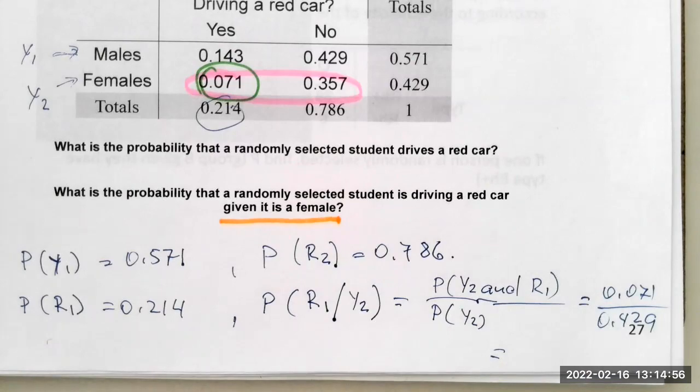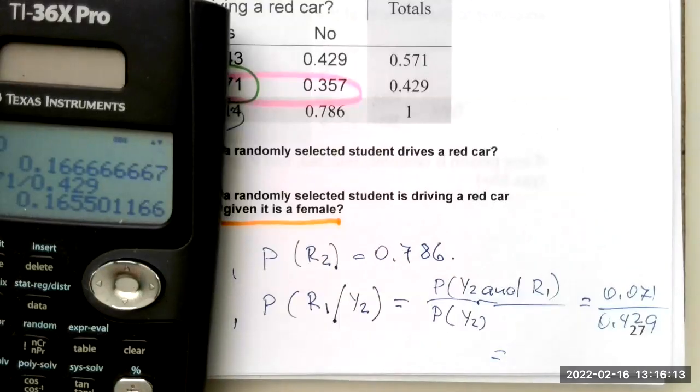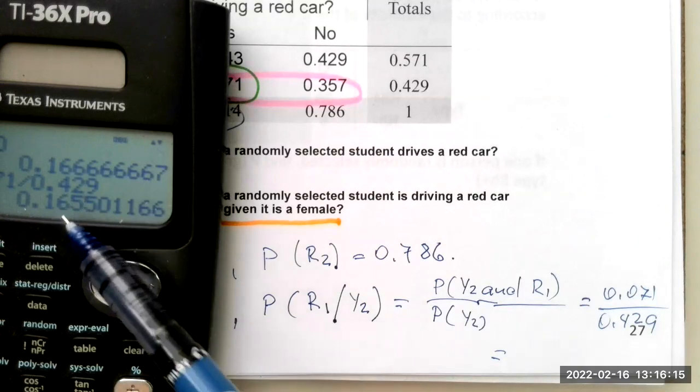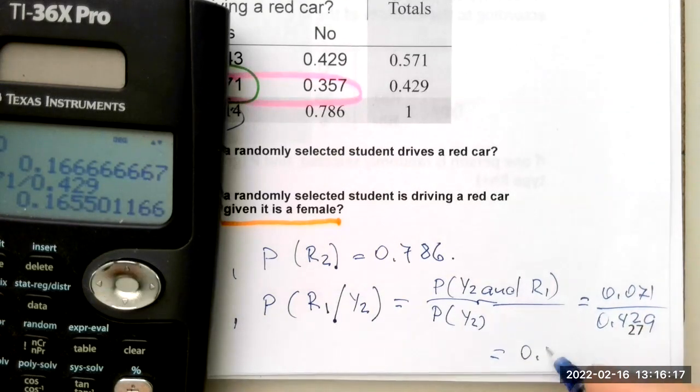Let's put it in the calculator, which will give me a probability of 0.1655.